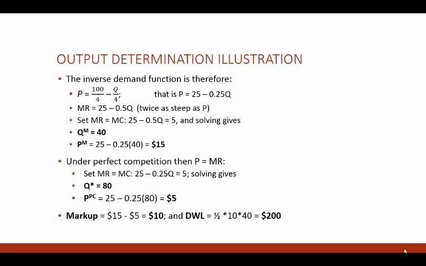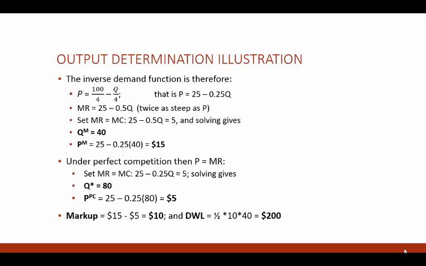Profit maximization requires setting marginal revenue equal to marginal cost and solving for Q. So this gives us the monopolist's output at 40 units. She charges a price by plugging 40 for Q in her demand function, and this gives $15 per unit. If this instead was a perfectly competitive market and not a monopoly, then equating the price to the marginal cost gives a quantity of 80 units, and plugging that into the demand curve solves for P as $5 per unit.